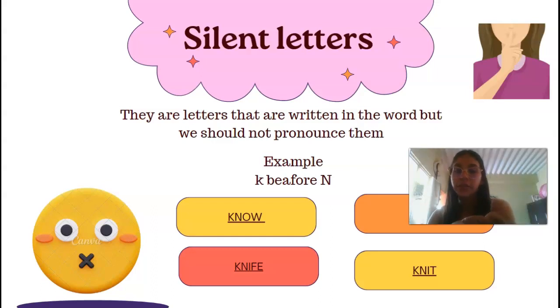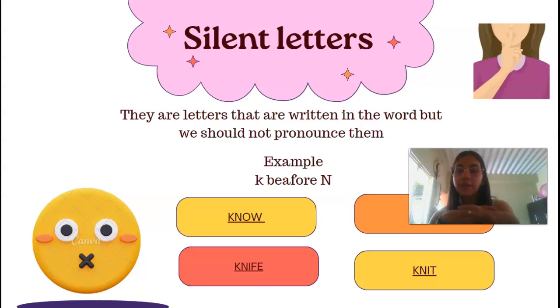For example, the letter K before the letter N, in words like know, knife, knees, and knit. We don't pronounce "kno", we pronounce "no". In the word knife, we don't pronounce "kanife", we pronounce "nife".